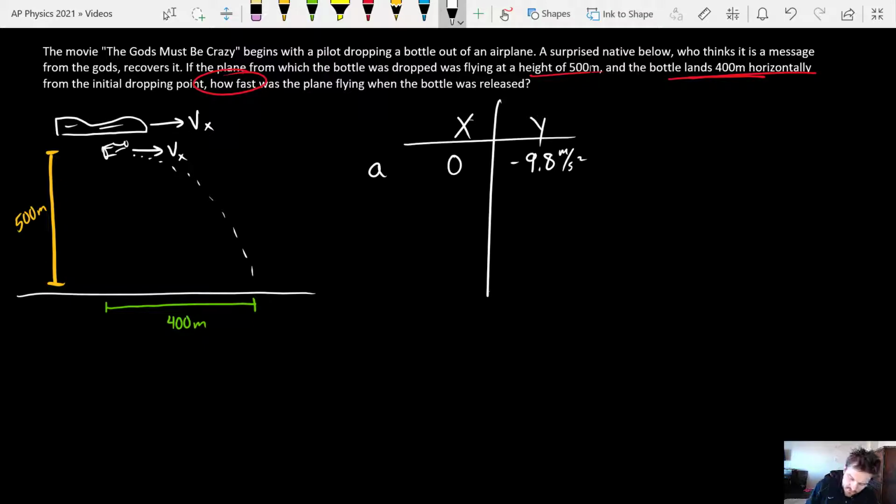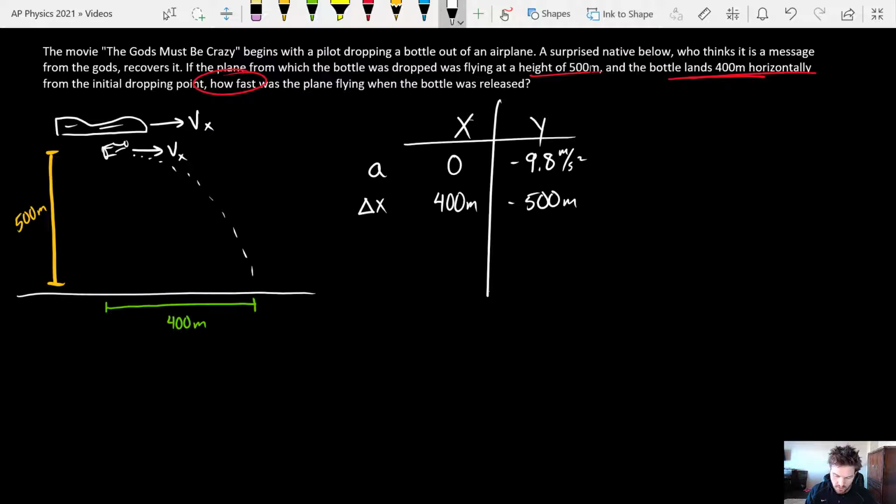We know the displacements. I know that this bottle goes horizontally 400 meters, and I know that vertically this bottle falls down 500 meters, so we put negative 500. And then what else do we know?